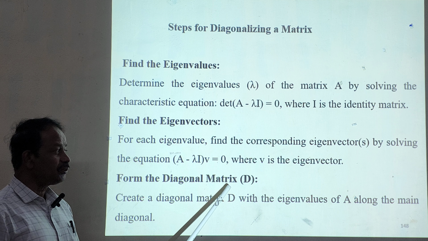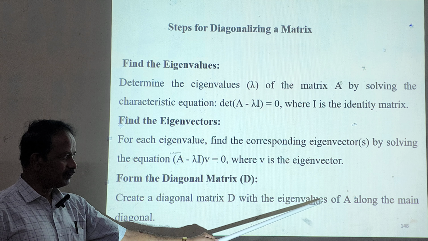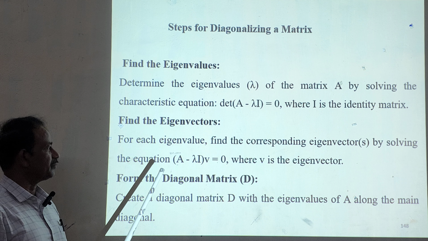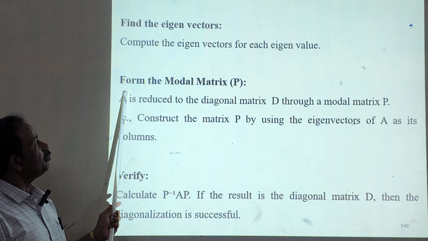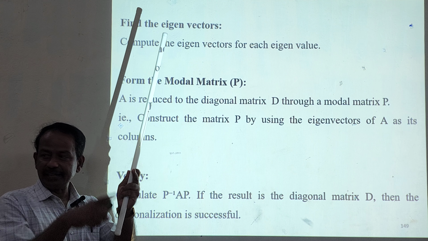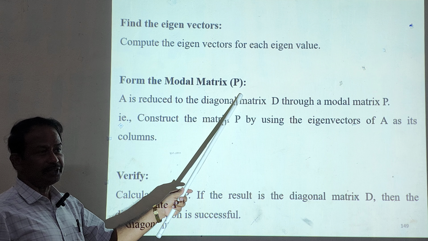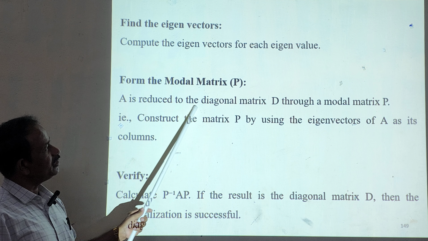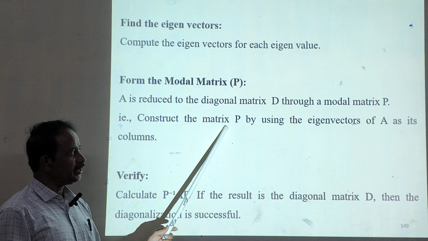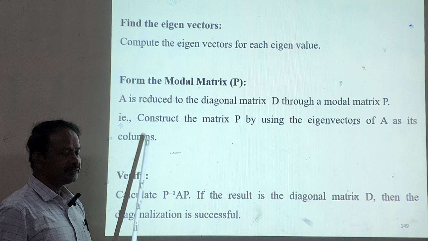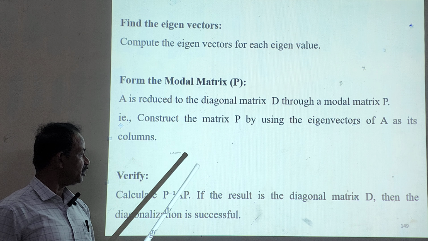Now we are going to form the diagonal matrix. Create a diagonal matrix D with the eigenvalues of A along the main diagonal. We will see one by one. Find the eigenvectors. Next one is to form the model matrix. So we find the eigenvectors and put them together, and that will give you the model matrix. That is nothing but your P. So A is reduced to the diagonal matrix D through a model matrix P. We construct the matrix P by using the eigenvectors of A as its columns. So if we have three eigenvectors, put together, that gives you the model matrix, which is P.